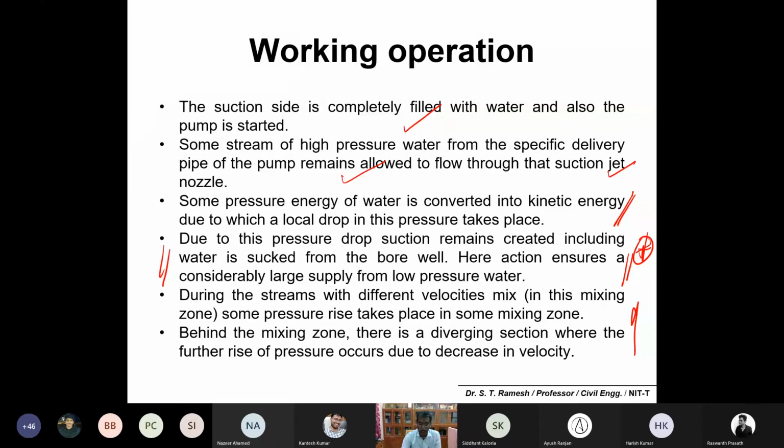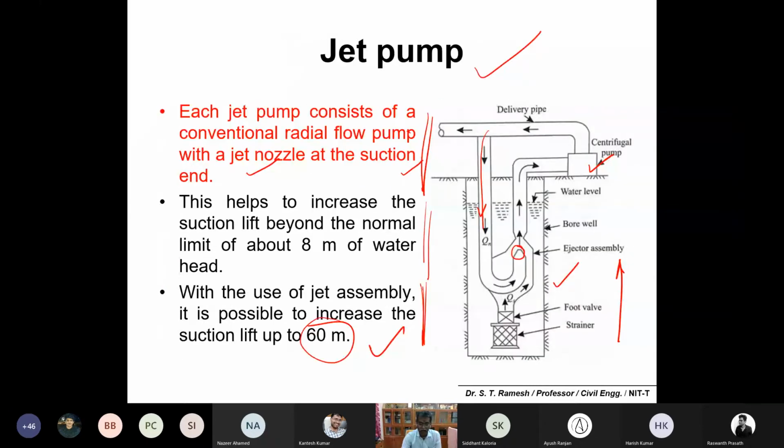This is very simple. Instead of air, you introduce one part of the delivered water back into the well through a jet nozzle. There is a difference in pressure which allows the water to lift out. That's the only difference in the case of a jet pump. You can go up to a maximum of 60 meters in this case.